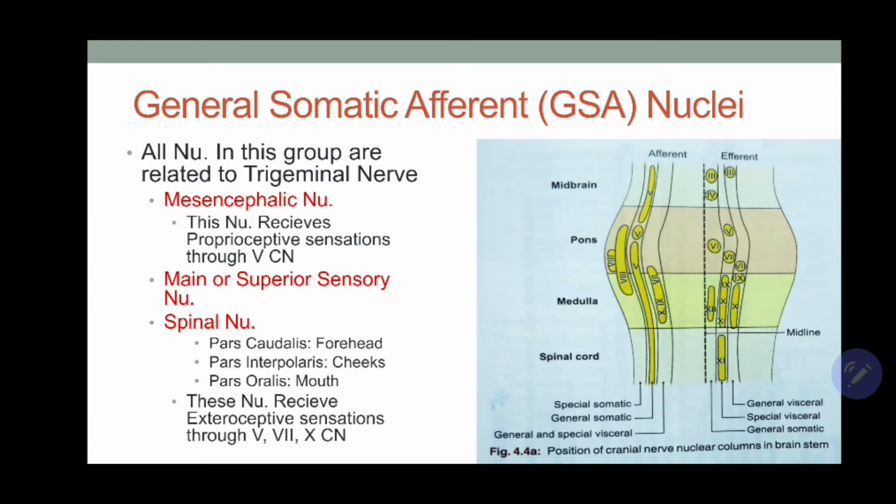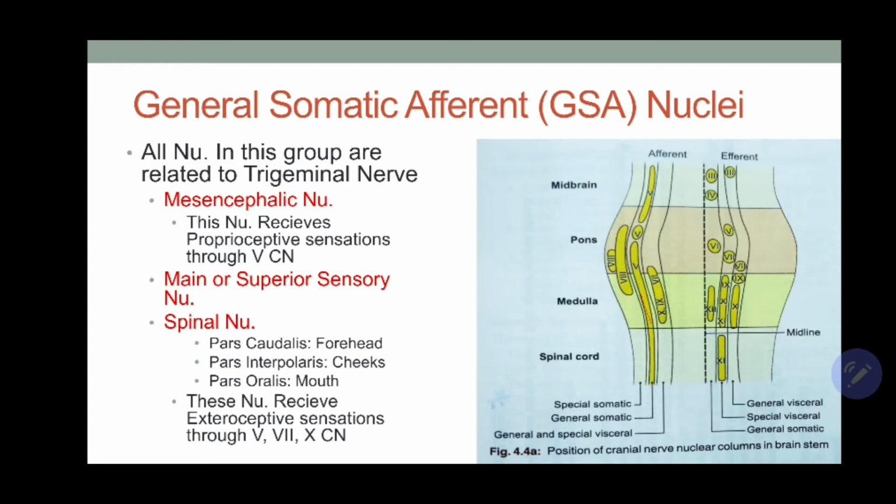Then this portion here extends down. It's a longitudinal nucleus, and it crosses the lower pons, the complete medulla, and reaches the upper two segments of the spinal cord. So that's why it's called the spinal nucleus of the trigeminal nerve.